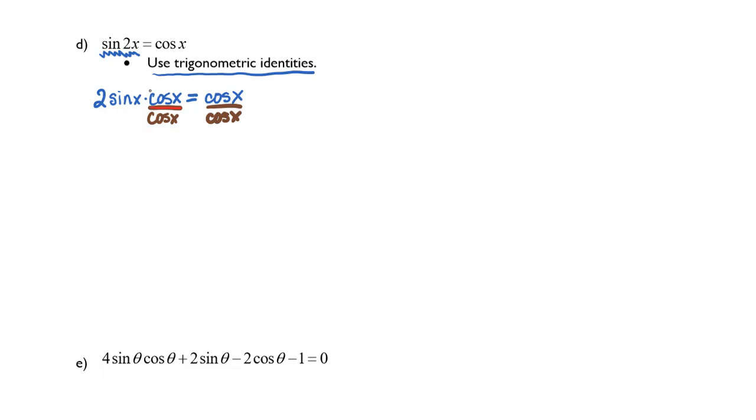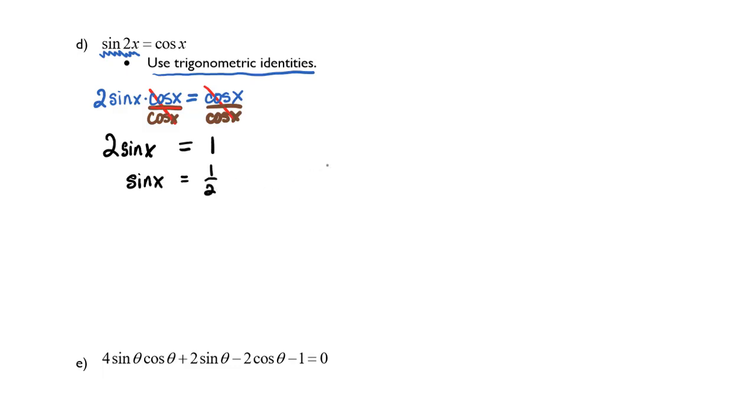And notice that these equal 1 now. That gives me 2 sine of x times 1, which is just 2 sine of x equals 1. And then I can solve for sine of x by dividing by 2 on both sides. That gives me sine of x equals 1/2.